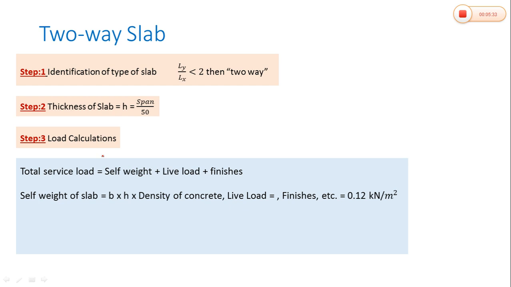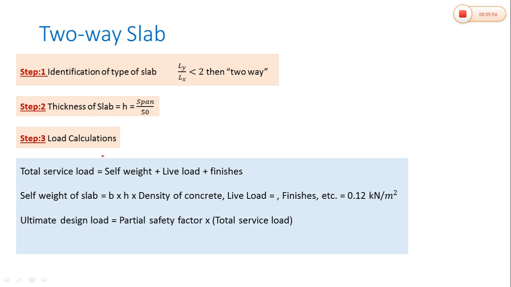So for the self weight, we are going to add floor finishes and self weight, means self weight and floor finishes all together we are going to call the dead load, and the live load value we are going to consider from the IS code. So this is what step 3 of two-way prestressed slab design is.